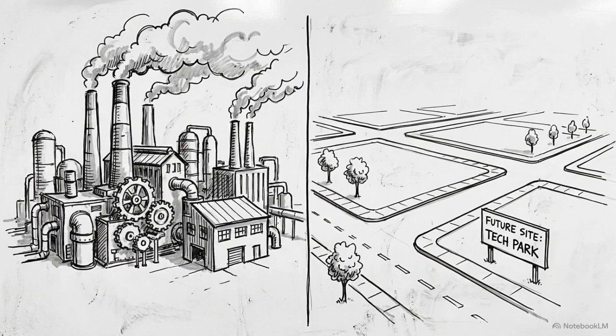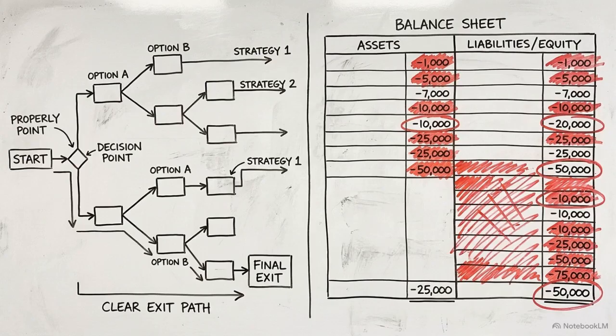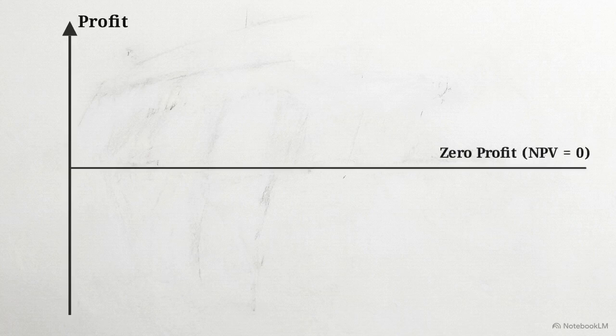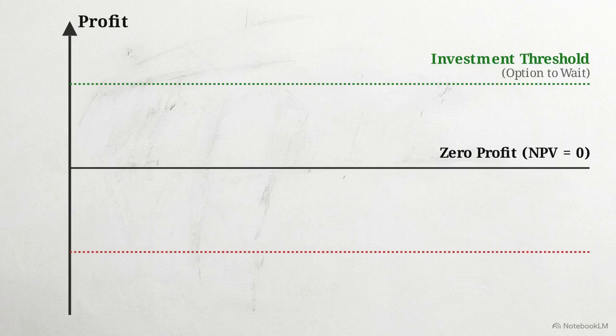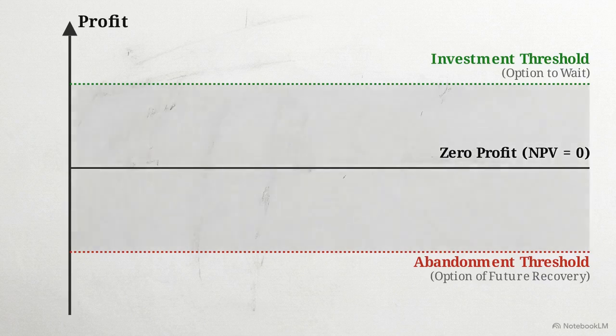This architecture explains hysteresis, the phenomenon where firms delay entering booming markets and refuse to exit collapsing ones. This behavior stems from real options logic, distinct from irrational escalation of commitment or the sunk cost fallacy. On a profit graph, the new investment threshold sits far above the zero line, accounting for the lost option to wait. Similarly, the abandonment threshold sits far below zero, preserving the option of future recovery.